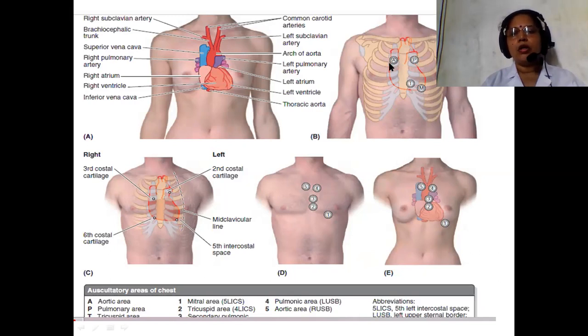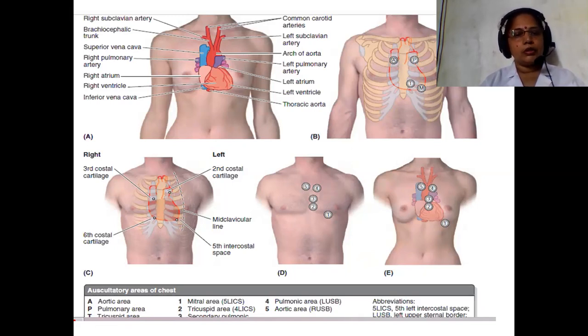Next, you can see all these surfaces. So this is the complete thoracic cage. In that thoracic cage there are points. This point is the aortic area. P is the pulmonary area. T is the tricuspid area. M is the mitral valve, or you can say the bicuspid area. Next, in this diagram, all these areas are called the auscultatory areas of the heart.